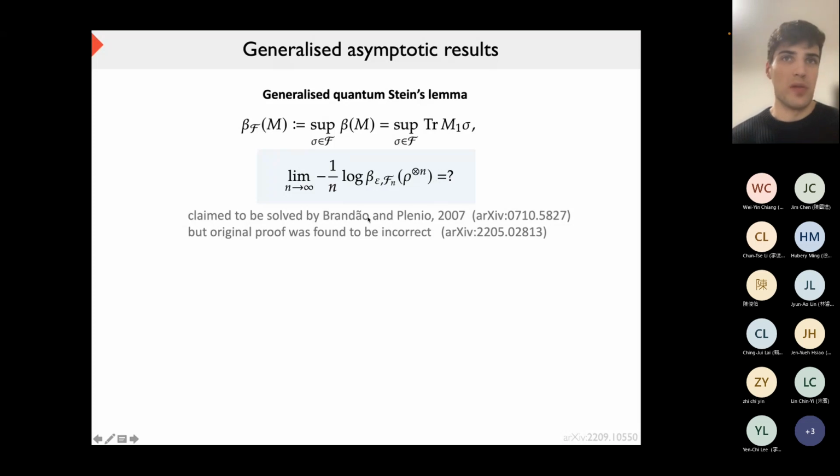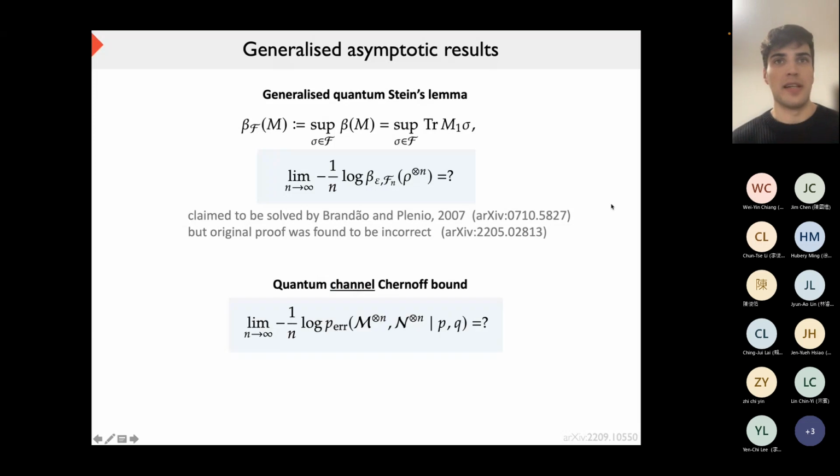It was claimed to be solved by a paper of Brandao and Plenio, and it was a very fundamental result, but unfortunately it was found to be incorrect. So right now we don't have a solution to this problem. That is a very fundamental open question in quantum hypothesis testing.